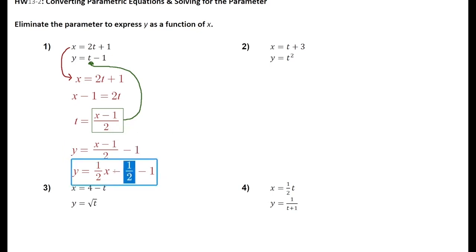From there you can combine these. Negative 1/2 minus 1 would be negative 3/2, or negative 1.5. Either one of these answers would be acceptable. This would just be sort of the better of the two answers.